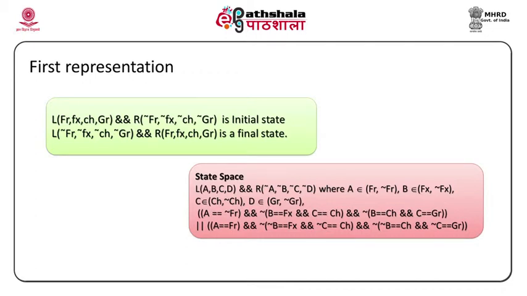If A is FR, the farmer is on that side. On the other side you can see that not B and not C is about the other side, so on the other side you cannot have that. So if the farmer is on one side, on the other side you can't have the fox and the chicken, or the chicken and grain. So that's what this first representation does.